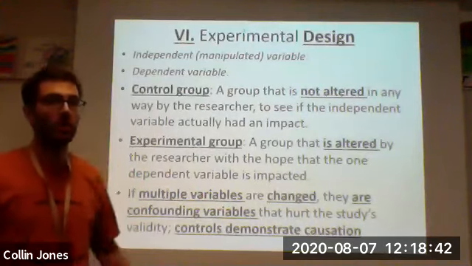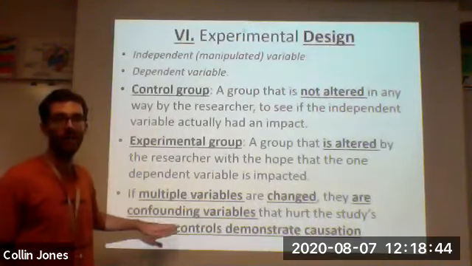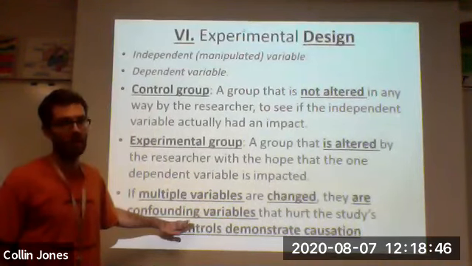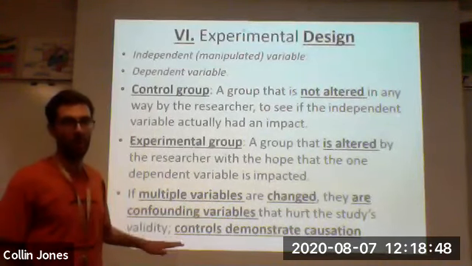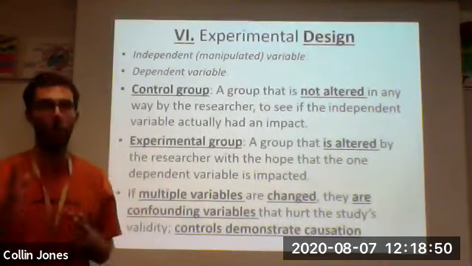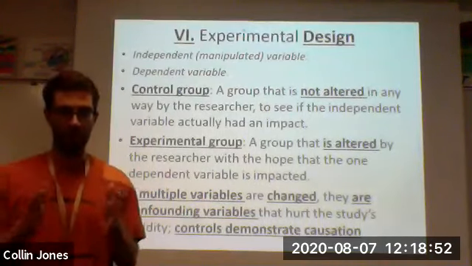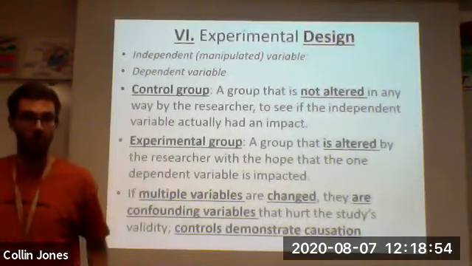We don't know. So if you change too many variables, we call that confounding variables. We don't want confounding variables, okay? We want to have controls, because that really allows us to figure out what is causing what, what is making what happen. That's what good experiments do.